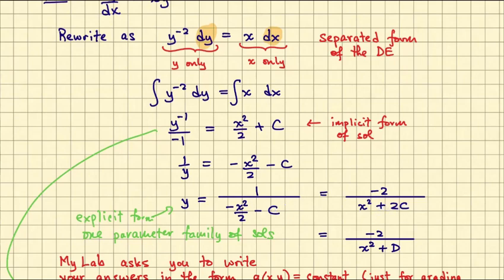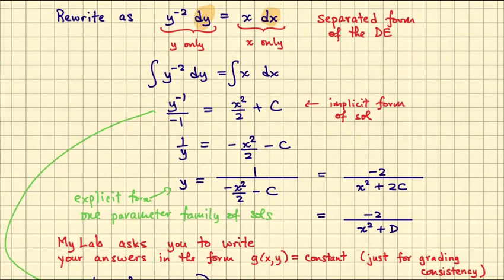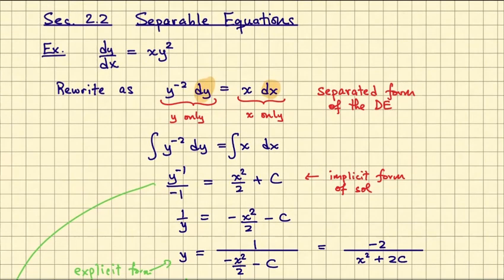So you could write it like that, or you could say, well, if c is an arbitrary constant, then 2 times c is a different constant, and we could rename that d. Notice that this, and this are all ways to say the same thing. They are all explicit forms for the one parameter family of solutions that constitutes the solution to this differential equation.